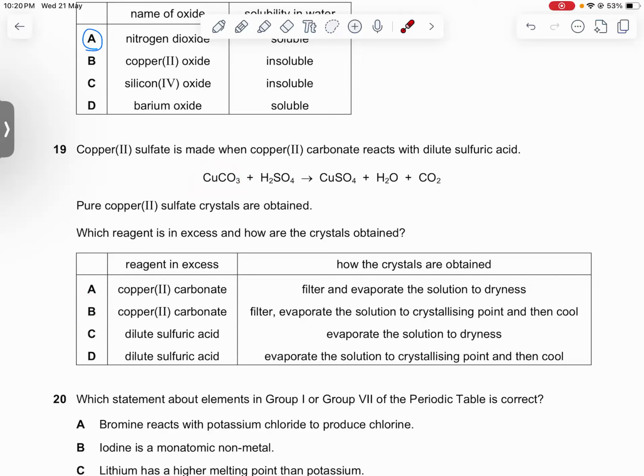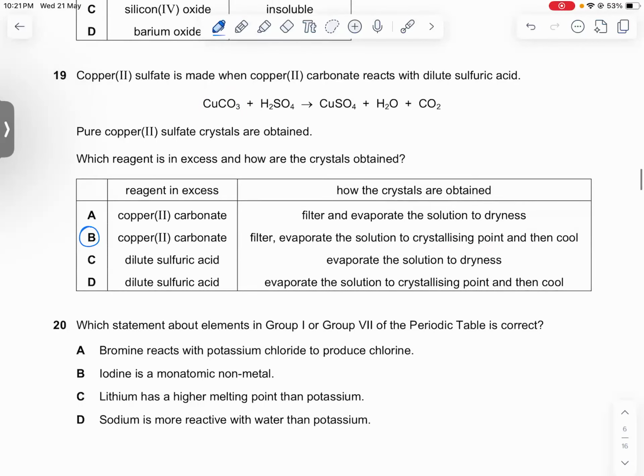How do we do it? After we put excess of copper carbonate, we first filter the solution so that the excess copper carbonate is removed. Then we evaporate the solution to crystallizing point and then cool. That is true. So the answer is B.